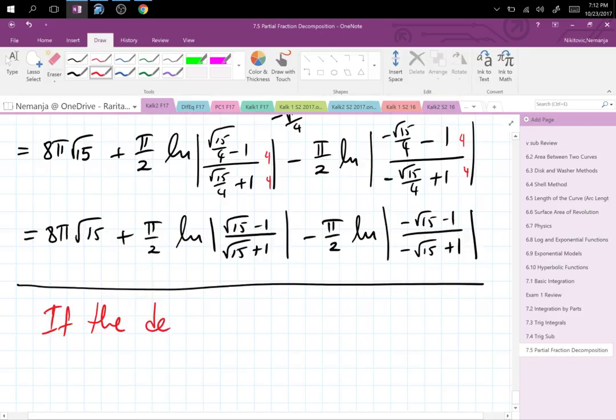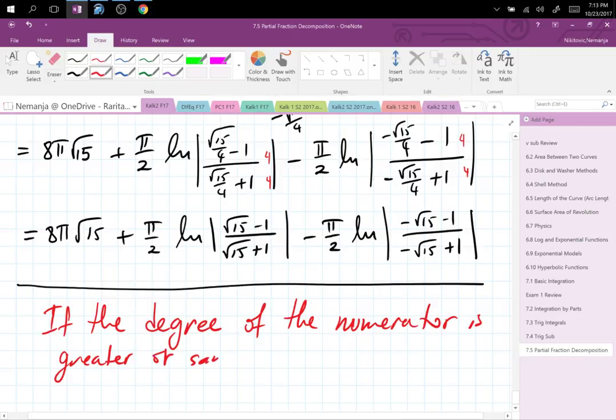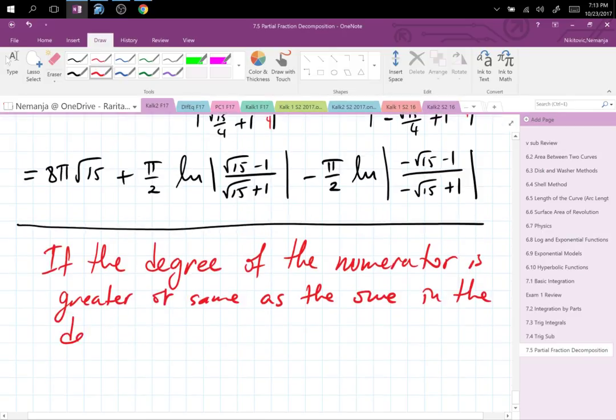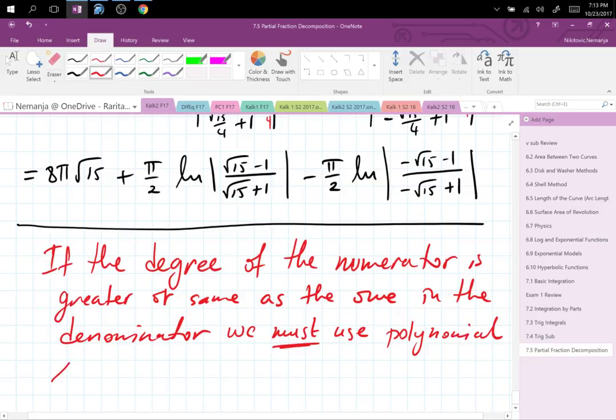If the degree of the numerator is greater or same as the one in the denominator, we must use polynomial long division before we apply partial fraction decomposition.